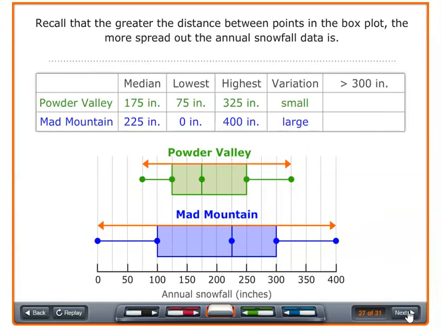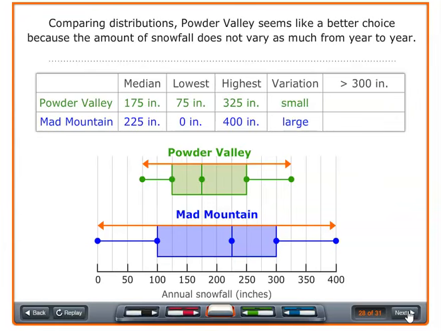Recall that the greater the distance between points in the box plot, the more spread out the annual snowfall data is. Comparing distributions, Powder Valley seems like a better choice because the amount of snowfall does not vary as much from year to year.